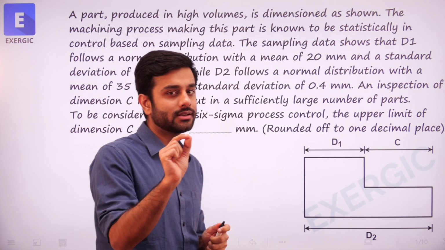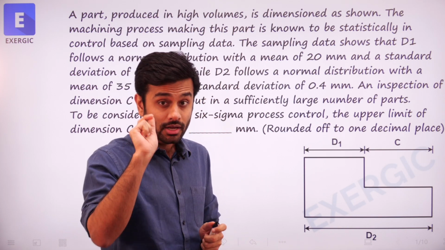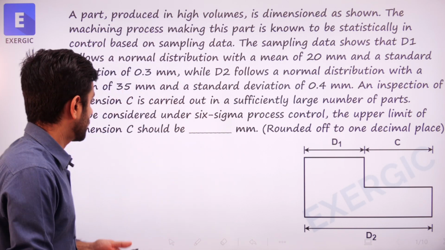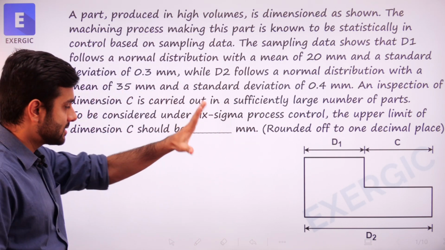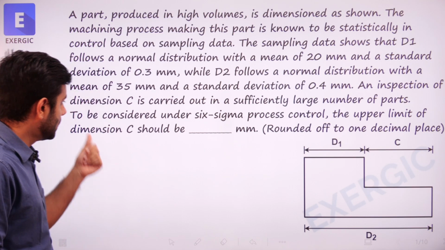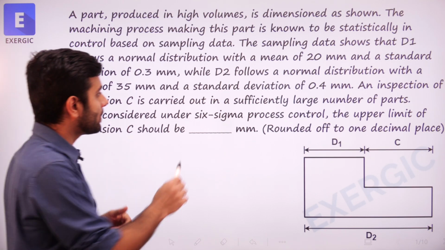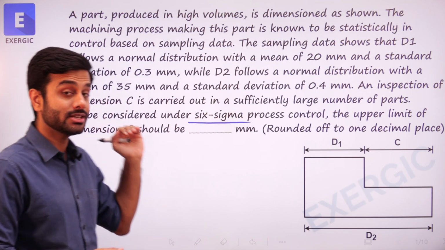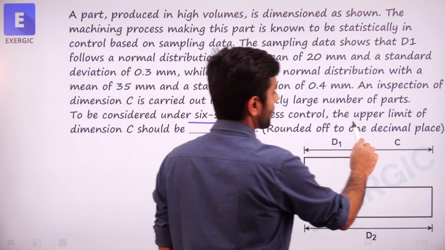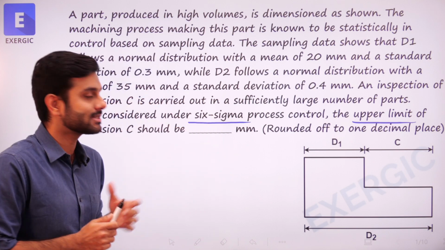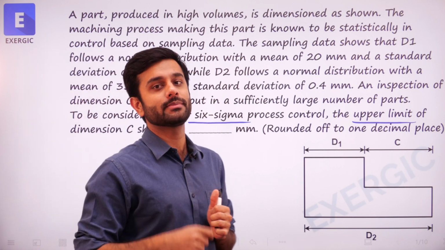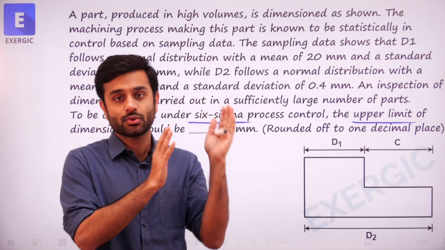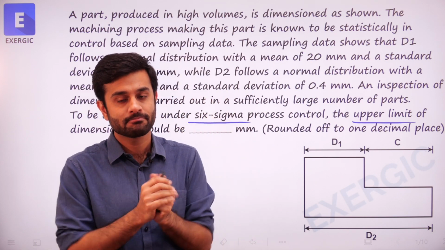I'll just pinpoint specific words of the question as a result of which it could be challenged or could not be challenged. The question is saying to find out the dimension C here with all the given information to be considered under 6 sigma process. Upper limit of dimension C should be how much? Upper limit. Now here it has mentioned 6 sigma, as a result of which many students are thinking to challenge it on the basis of this question being out of syllabus.